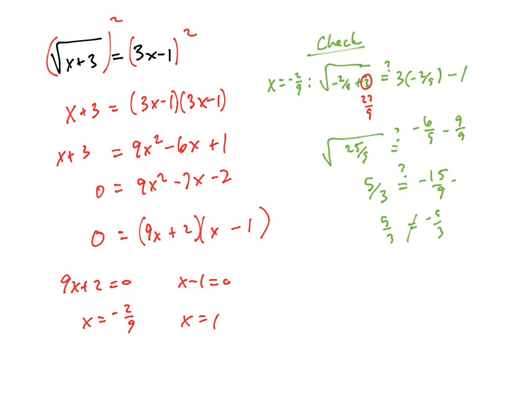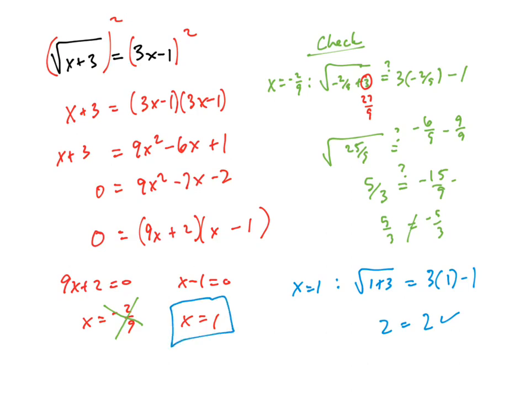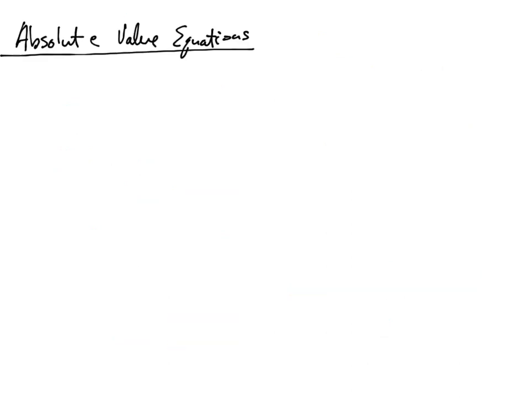So that means that x is equal to negative 2/9 is not a solution. For the other value, x is equal to 1, we get the square root of 1 plus 3. Is that equal to 3 times 1 minus 1? Square root of 4 is 2. 3 times 1 is 3, minus 1 is 2. And that does check. So x is equal to 1 is our solution here.